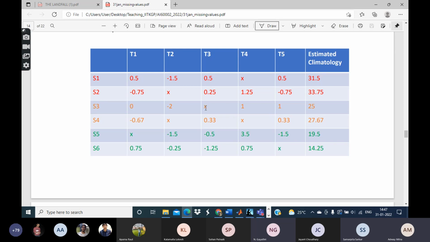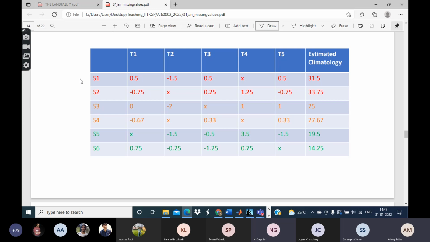The first level approach would be to just consider the spatial climatology, and wherever that value is missing, you assume that the anomaly is 0 and put the long-term mean value there itself. That is the first order thing you can do. The second order thing you can do is something like this.